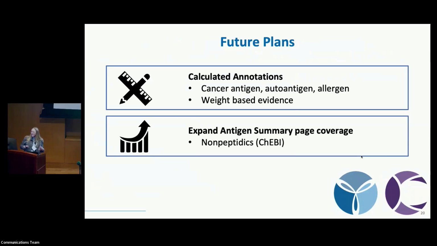So going forward, we want to continue and add information about cancer antigens now that we have the CEDAR database, autoantigens and allergens. We can give weight-based evidence based on how many papers and how many experiments describe the same phenomenon.